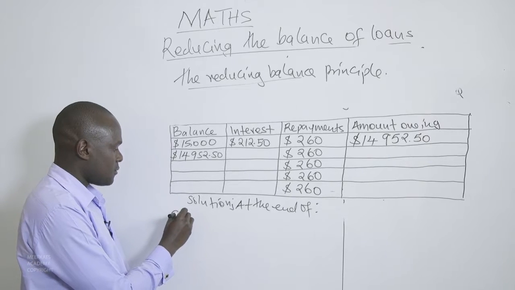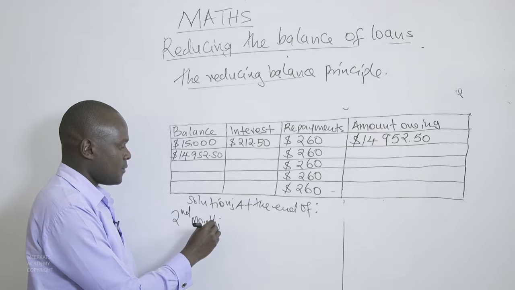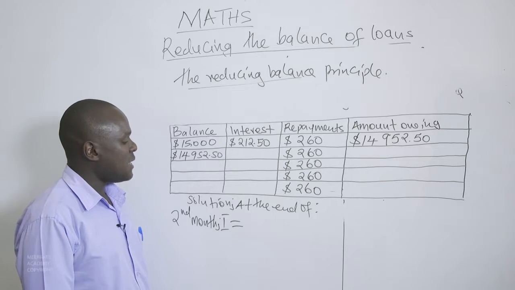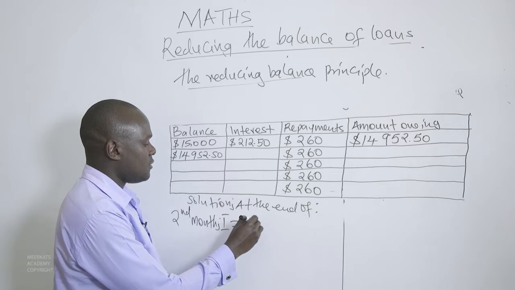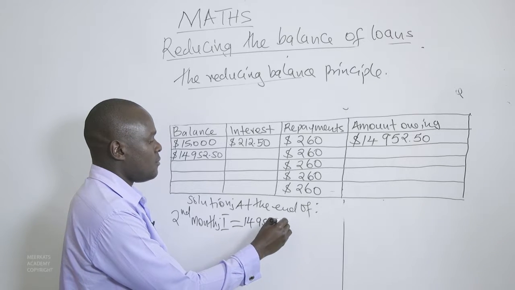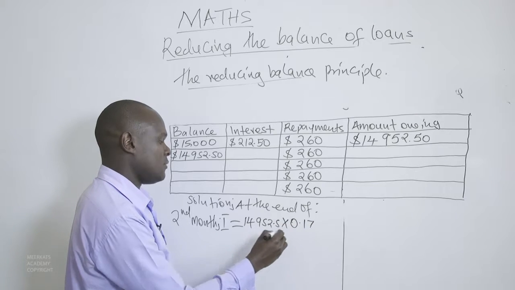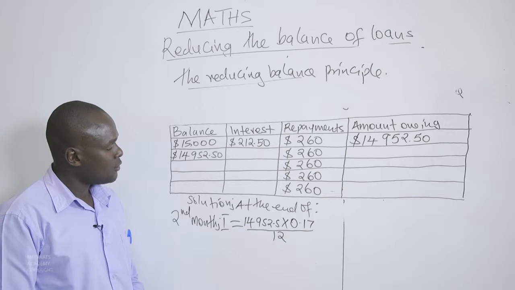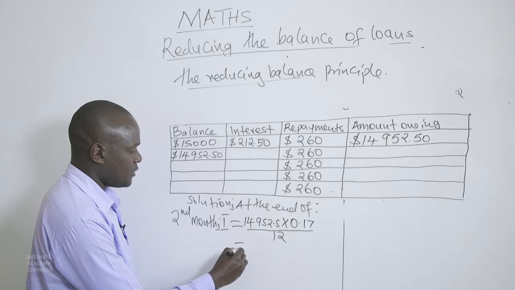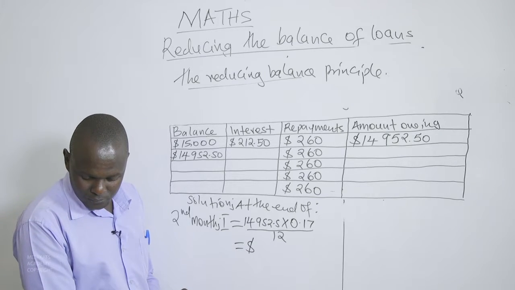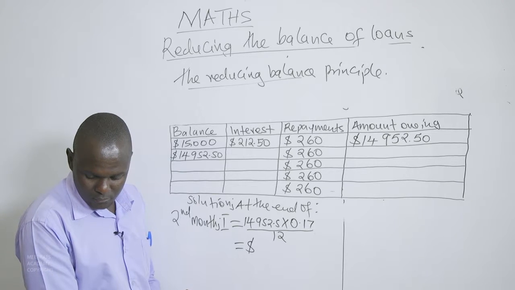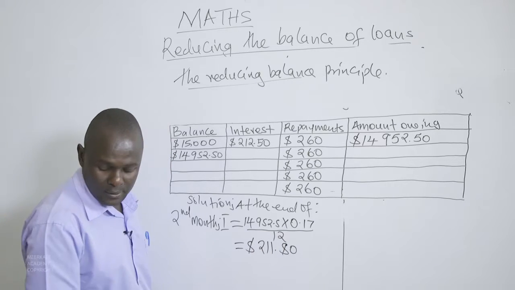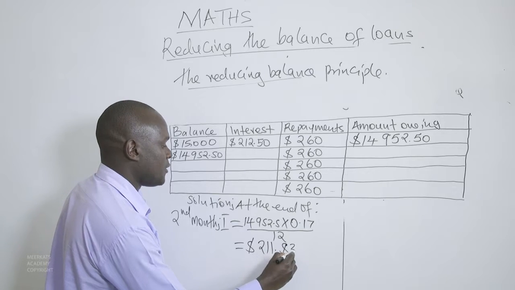So during the second month, the interest will be equal to the bank balance as per the second month, which is 14,952.5, multiplied by the rate, which is 0.17. Then we divide by 12 months to get the actual interest for that month. This is going to give us 211.83. You can do these calculations using your calculator. This is the interest.